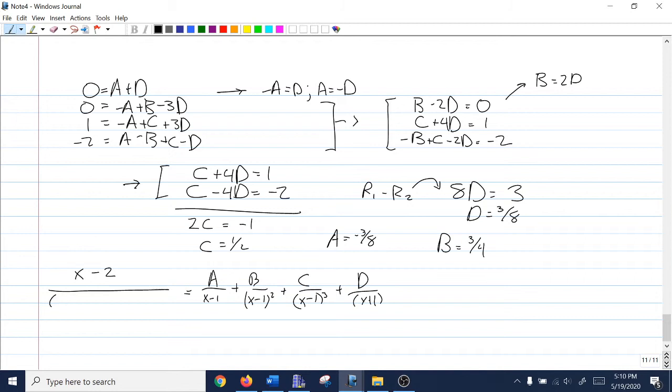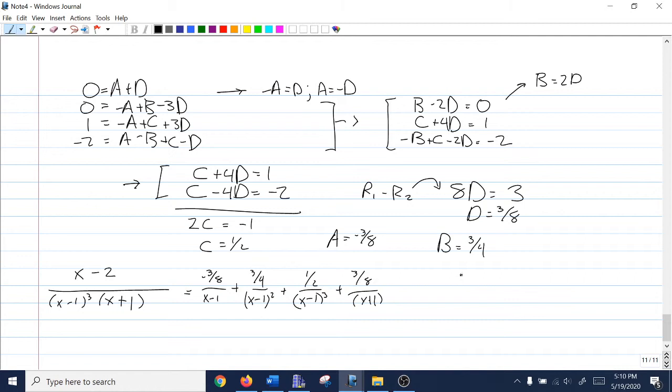My denominator is (x minus 1) cubed times (x plus 1). These A, B, C, D's are constants. A is supposed to be negative 3/8. B is supposed to be 3/4. C is supposed to be 1/2. D is supposed to be 3/8.